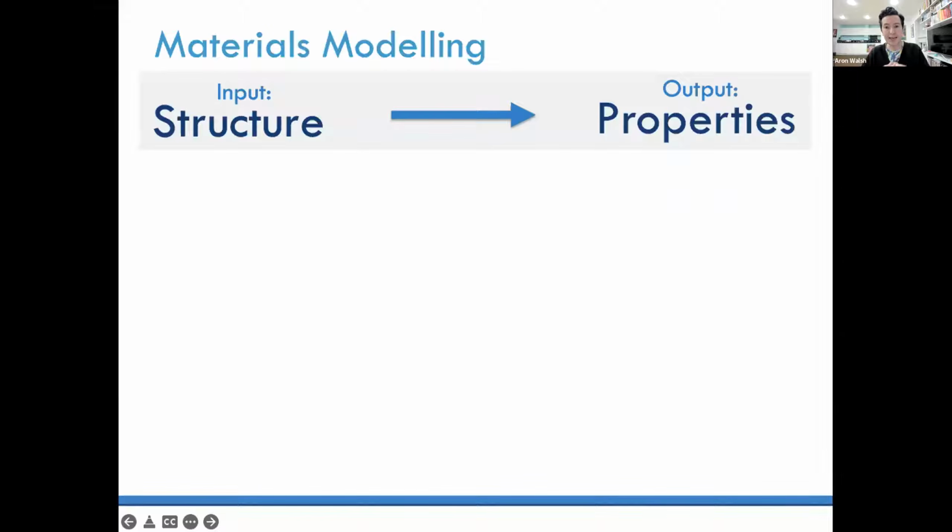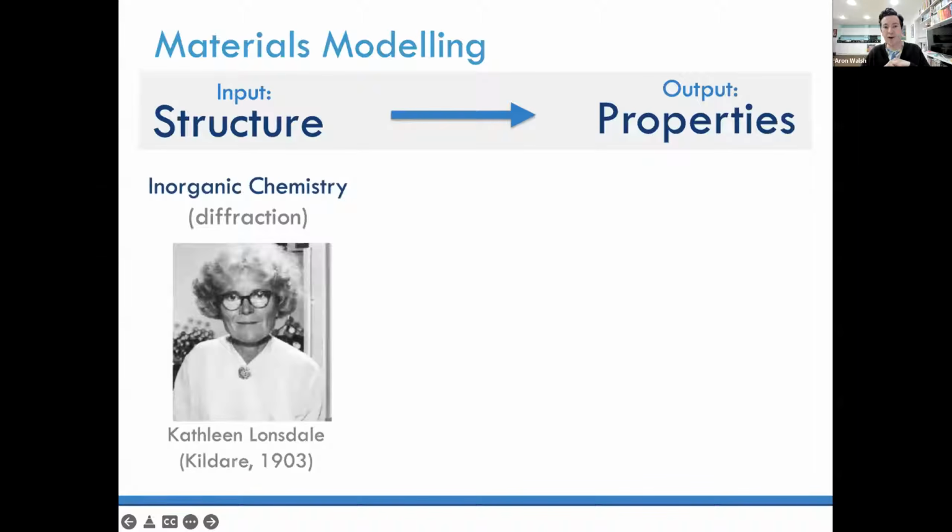So for materials modeling, I think the typical workflow is that we want to map between structure and properties. We use different codes, different approaches, but we want to make that mapping. And I think you can break it up into three parts. Usually we have an input that's a crystal structure, and often it's either directly from X-ray diffraction experiments, or it's inspired by diffraction experiments.